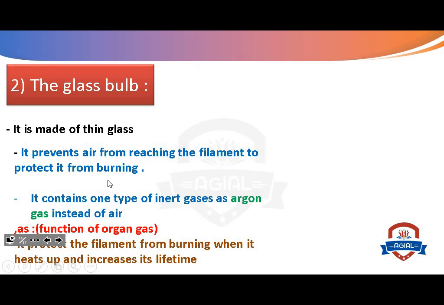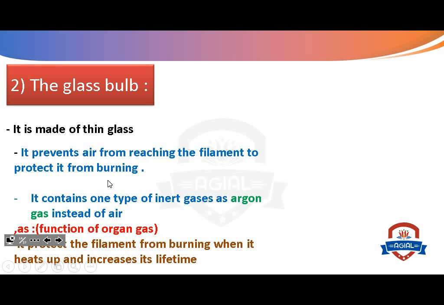So again, the function of the glass bulb, number one, is that it prevents air from reaching the filament and protects it from burning. Number two, it contains one type of inert gas, argon gas, instead of air. Why? Because argon gas protects the filament from burning when it heats up and increases its lifetime.